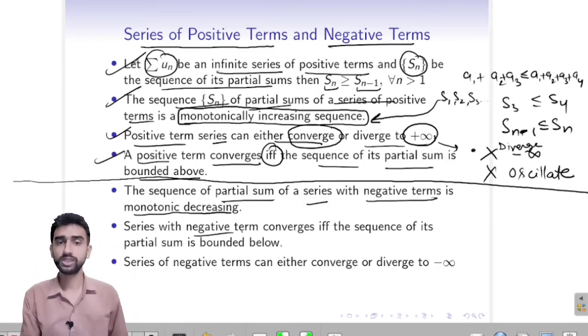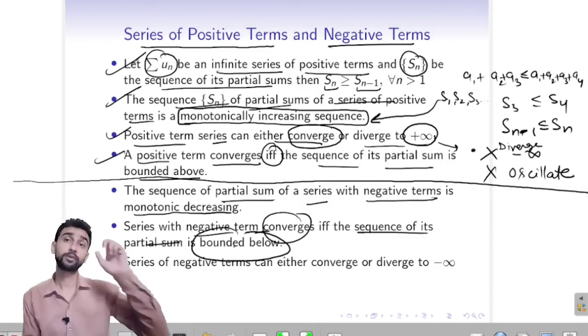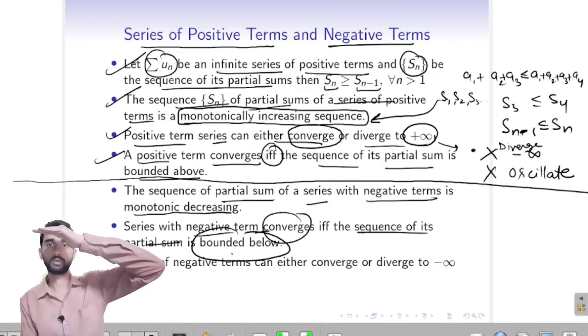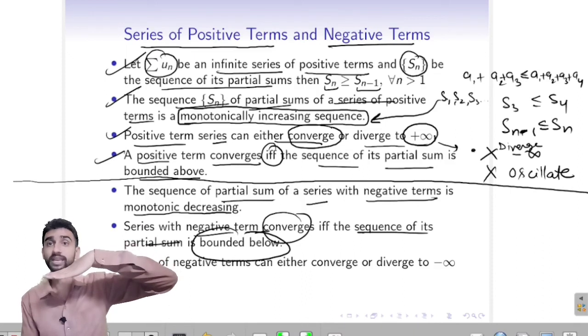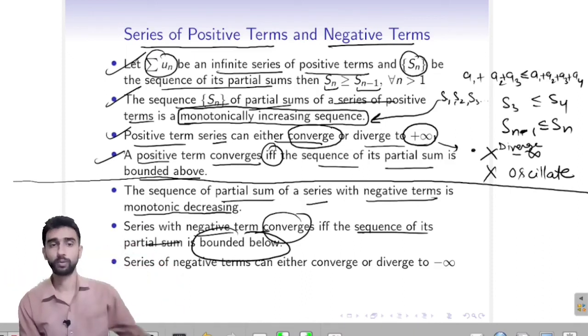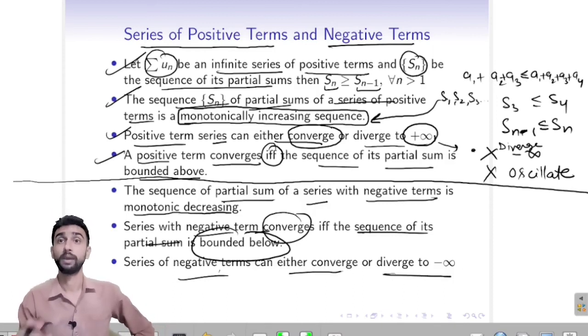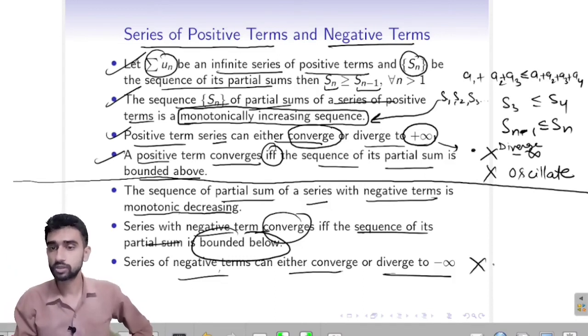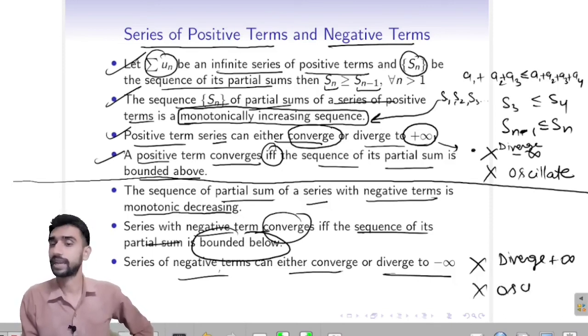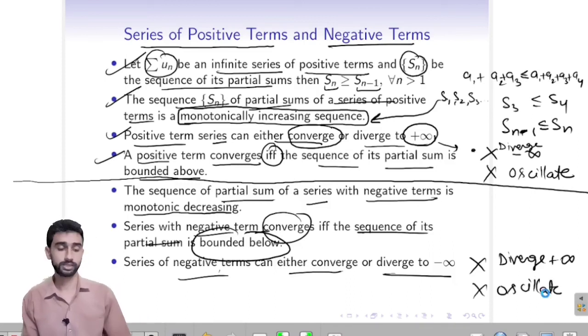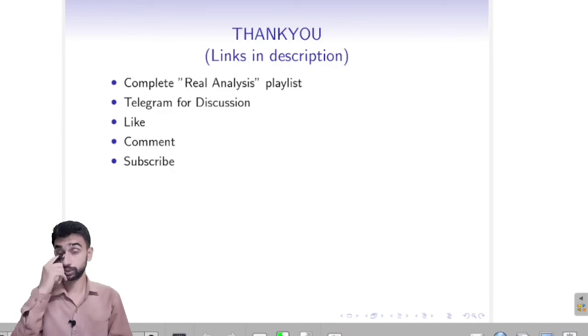Now the series with negative terms converges if the sequence of its partial sums is bounded below. In the positive term case, it should be bounded above because it was monotonically increasing. Here it is monotonically decreasing, so the partial sums should be bounded below. The series of negative terms can either converge or diverge to minus infinity, because the terms are negative. What it also says is it can't diverge to positive infinity. And second thing, it can never be an oscillating series. So this was all the things which we discussed today about the series of real numbers.